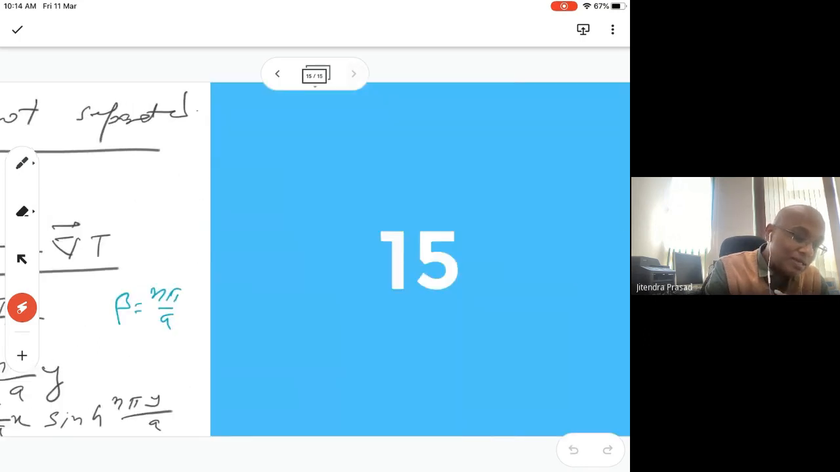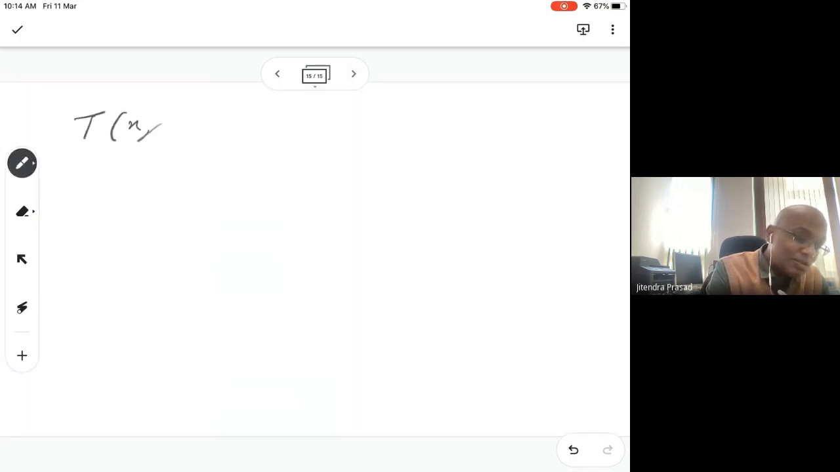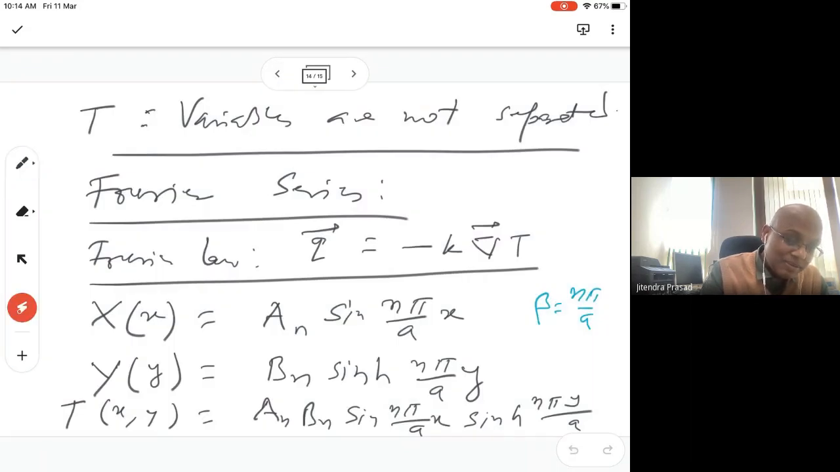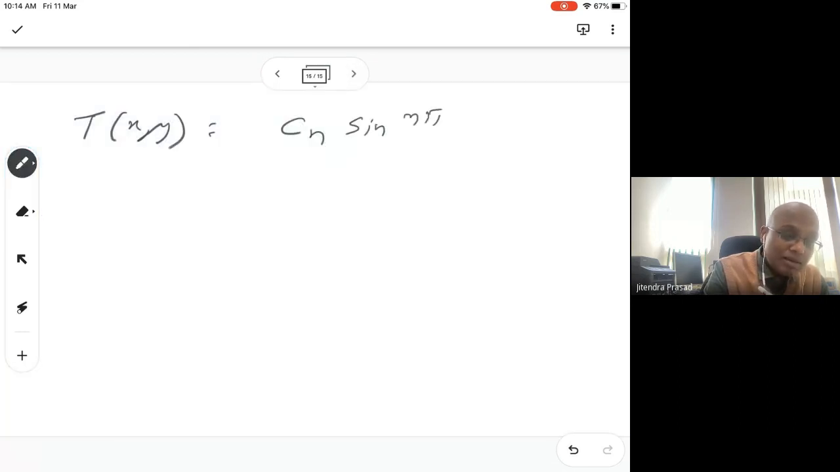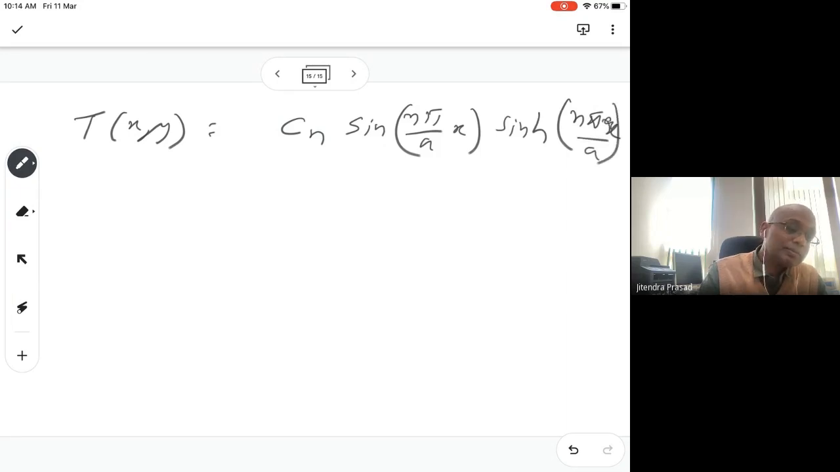Okay, so that means simply that T(x,y) we can also write as cn. Same thing, we are writing this together as cn, and then sine n pi over a x, and sine hyperbolic n pi y over a, where cn is equal to an times bn.